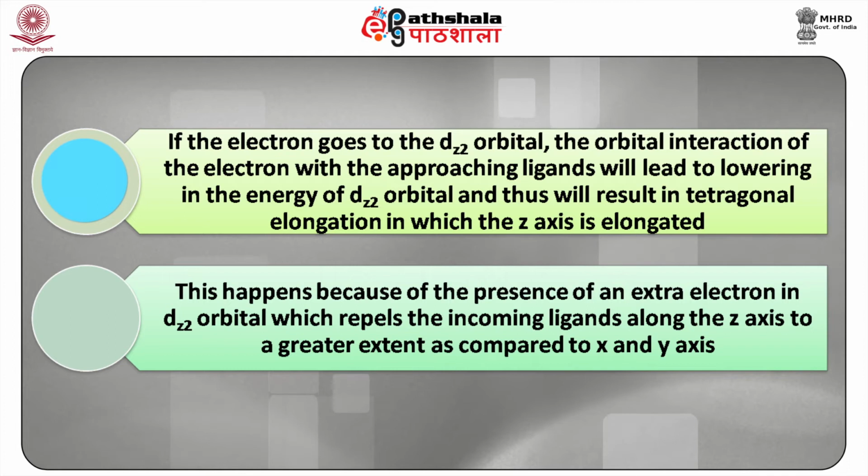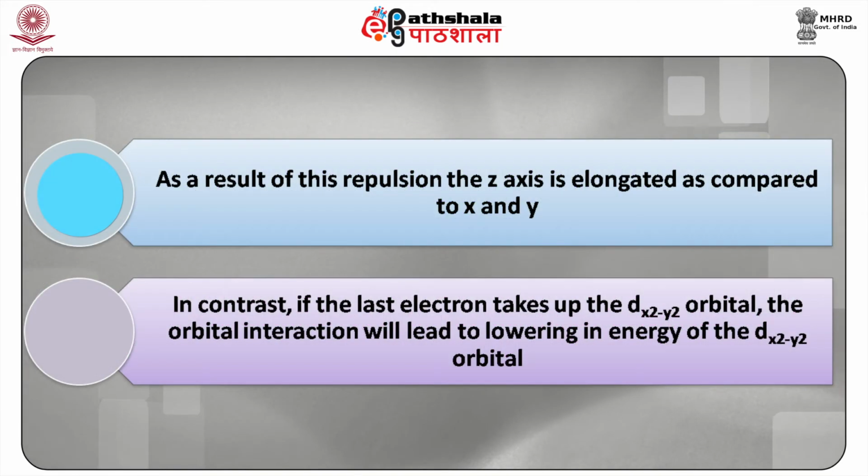If the electron goes into the dz2 orbital, the orbital interaction of the electron with the approaching ligands will lead to lowering in the energy of dz2 orbital, and thus it will result in the tetragonal elongation in which the z-axis is elongated. This happens because the presence of an extra electron in the dz2 orbital repels the incoming ligands along the z-axis to a greater extent in comparison to x and y axis. As a result of this repulsion, the z-axis is elongated in comparison to x and y.